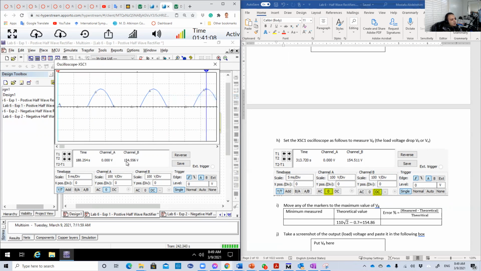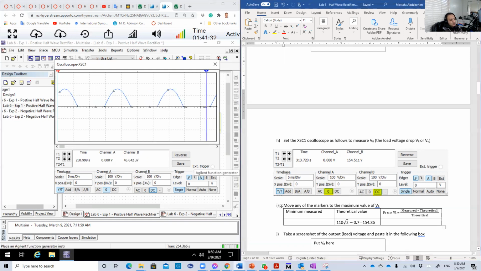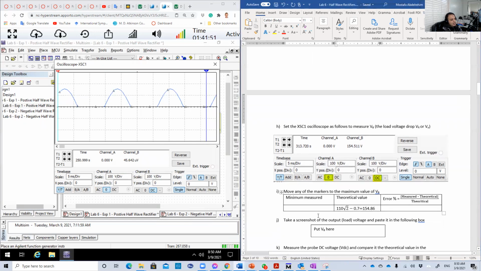Okay, so the max here is 154.5, which is really not exactly the 155 that we were expecting. This is because there is a very small clipping on the diode, which is around 0.7. That's why you cannot see the maximum voltage here exactly as the input. This max is very comparable to the maximum of the input minus the 0.7 drop on the diode that we measured, which was around 800 millivolts, very close to 0.7. So that's basically the maximum of VB.